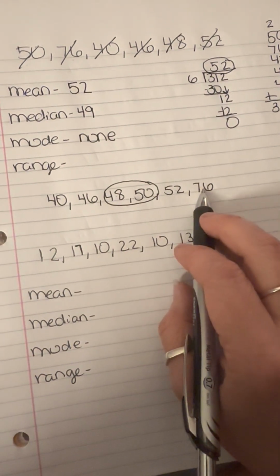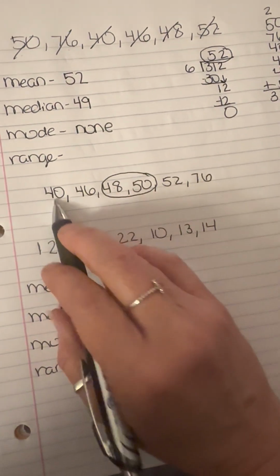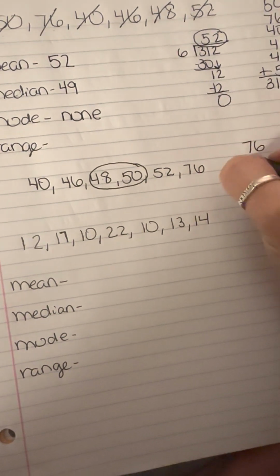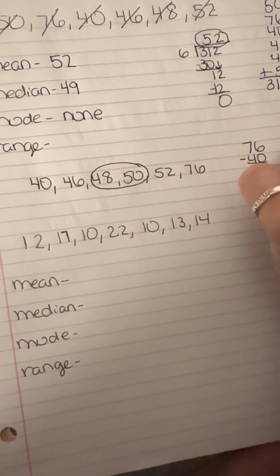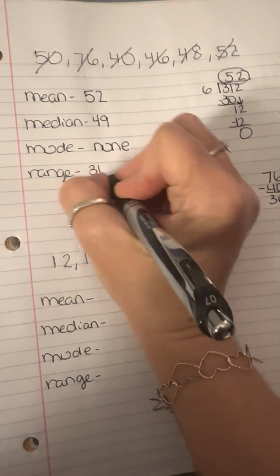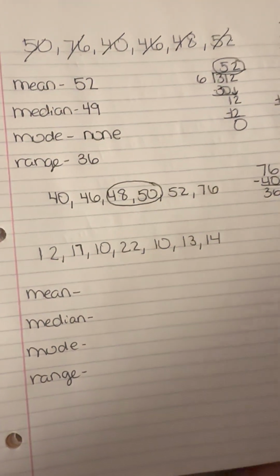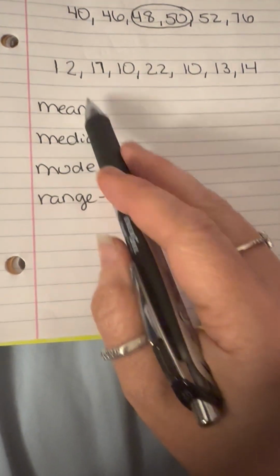And then my range is my largest value minus my smallest value. So my range would be 36. Let's do one more example. So I'm going to find the mean or the average.